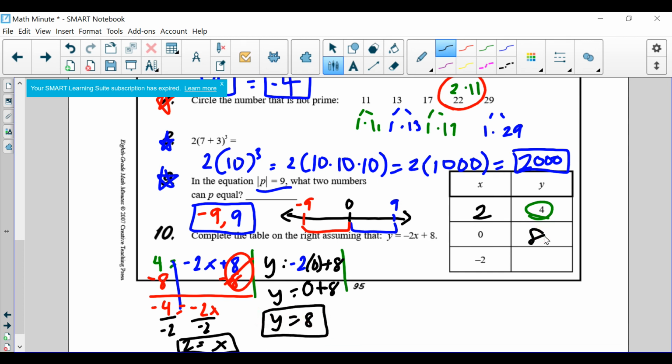And then finally, we've got an input of -2. So once again, we're not replacing y with anything, we're replacing x. We're replacing x with -2. So we've got -2 times -2, and then we're going to be adding 8. Now a negative times a negative is a positive, so we've got +4 plus 8, which gives us a value of y is equal to 12.